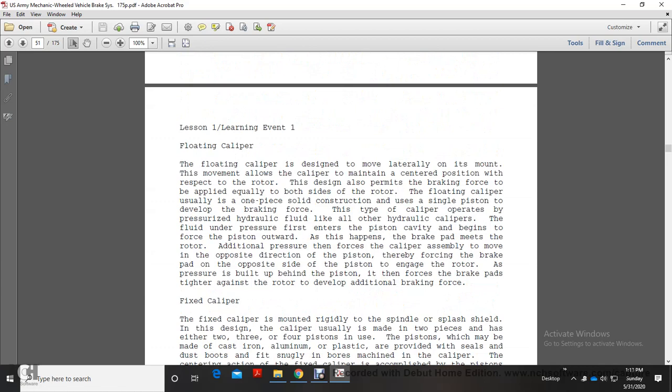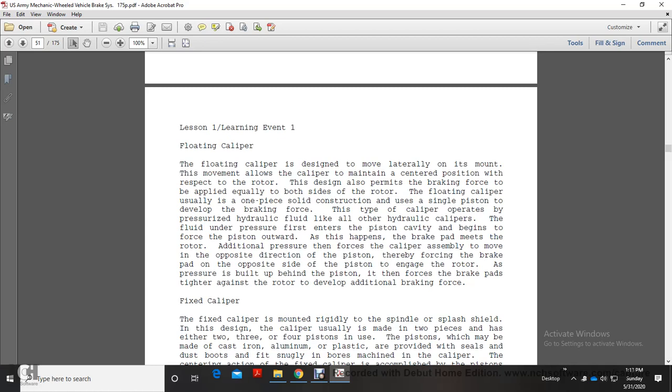Now, the floating caliper. The floating caliper is designed to move laterally and is mounted to allow the caliper to maintain a center position with respect to the rotor. This design also permits the braking force to be applied equally to both sides of the rotor. The floating caliper is usually one piece of solid construction, with a single piston to develop the braking force. This type of caliper operates by hydraulic fluid pressure.